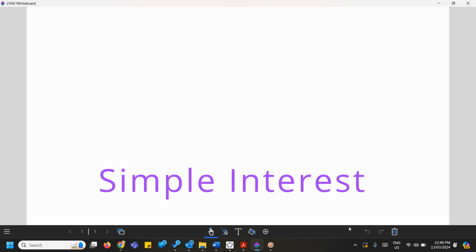So there's a formula for working out simple interest. There are different types of interest. We're only worried about simple interest at the moment. And the formula goes like this.